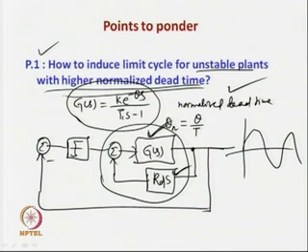So, this inner feedback controller is to be chosen properly. With the proper choice of this inner feedback controller GF(s), it is possible to induce limit cycle output for unstable plants with higher normalized dead time.